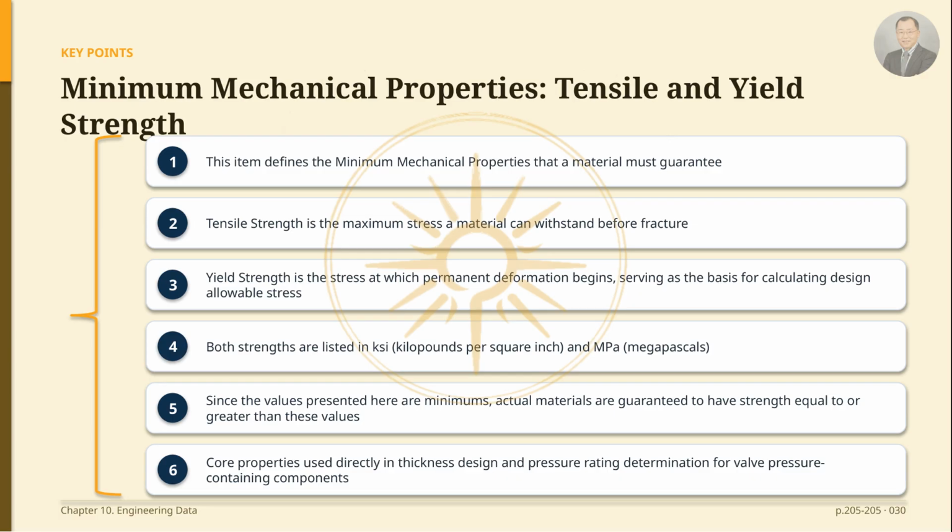Both strengths are listed in KSI, or kilopounds per square inch, along with the SI unit MPa, or megapascals. The important point here is that the figures in the table are minimum values.